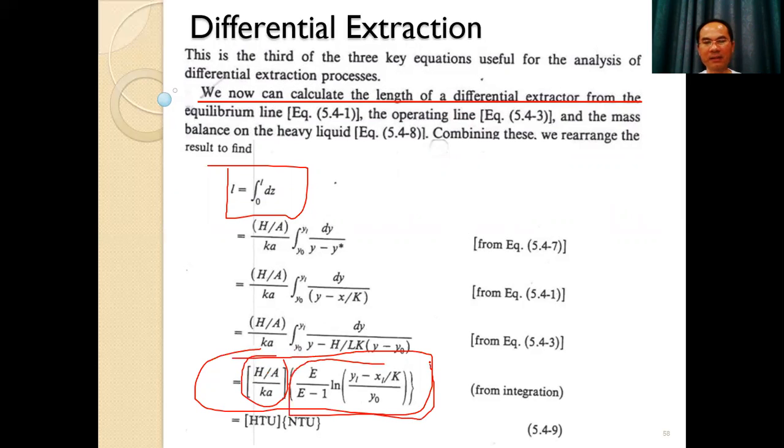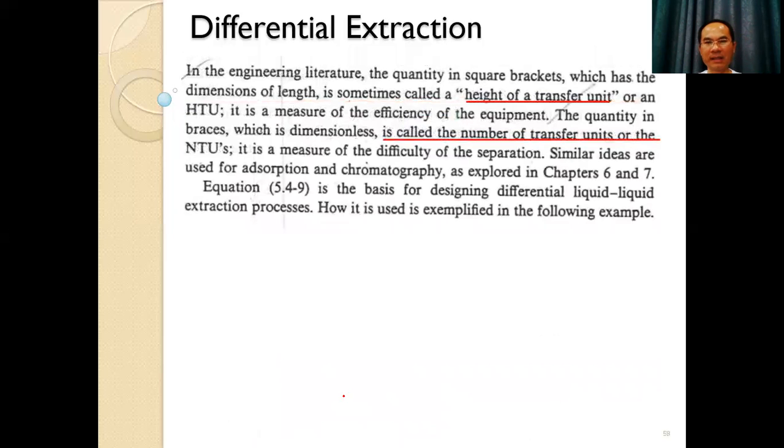E is the extraction factor, we know already. We call this HTU multiplied by NTU. HTU is the height of transfer unit, and its unit is length. NTU is the number of transfer units. Height of transfer unit is mostly used to determine the efficiency of the extraction. NTU is used to measure the difficulty of the separation. A higher number of transfer units means higher extraction efficiency.